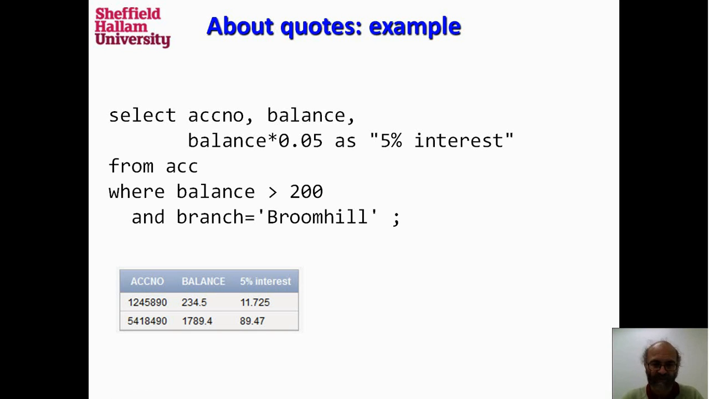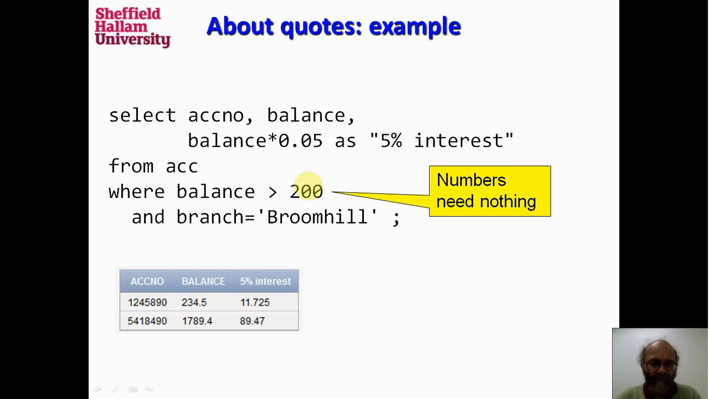Here's the result of the query. It produces three columns: ACNO, balance, and 1/20th of balance, and the last of these columns is called 5% interest. Now the quotation marks. With numbers, you don't need to put any quote marks at all. Balance times 0.05, no quote marks. Balance greater than 200, no quote marks.